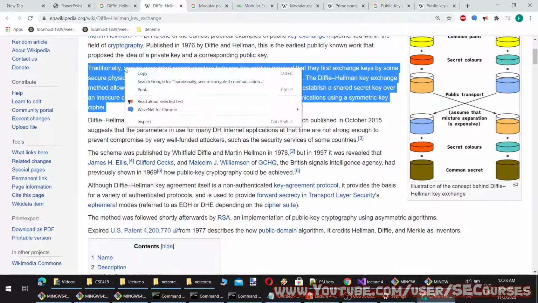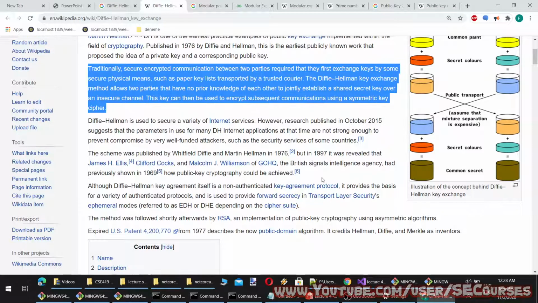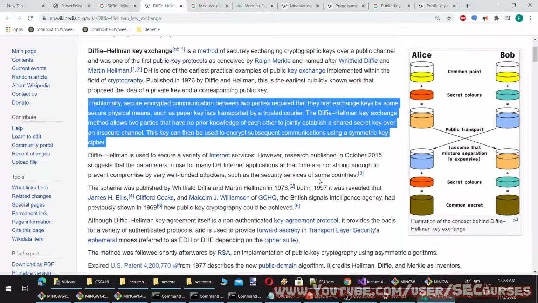Okay, let's read it. Traditionally, secure encrypted communication between two parties required that they first exchange keys by some secure physical means, such as paper key lists transported by a trusted courier. The Diffie-Hellman key exchange method allows two parties that have no prior knowledge of each other to jointly establish a shared secret key over an insecure channel. This key can then be used to encrypt subsequent communications using a symmetric key cipher.